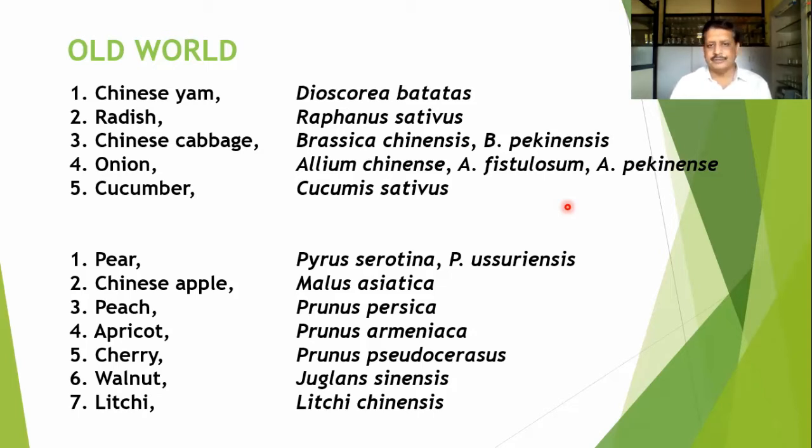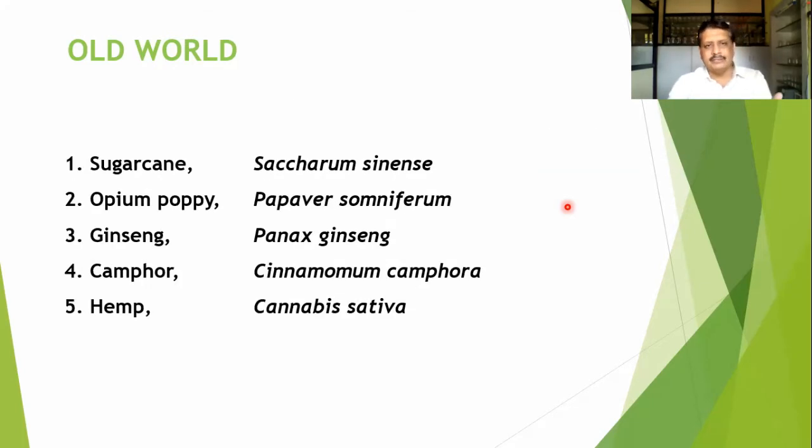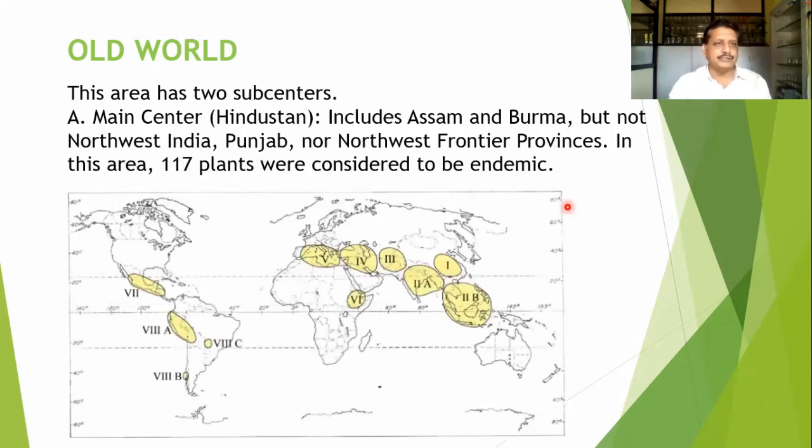Then pear, Pyrus serotina. Then Chinese apple, Malus asiatica. Peach, which is Prunus persica. Apricot, it is Prunus armeniaca. Cherry, Prunus pseudocerasus. Walnut, Juglans sinensis. These are some of the species. Saccharum sinensis, Papaver somniferum, Panax ginseng. Then it is Cinnamomum camphora, Cannabis sativa. These are also originated from the Chinese origin.